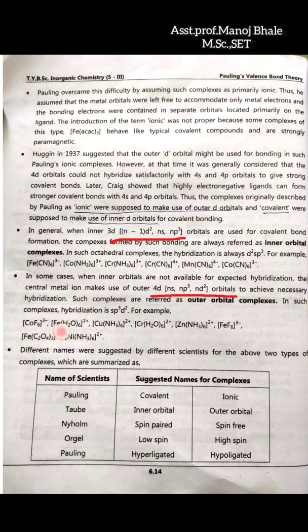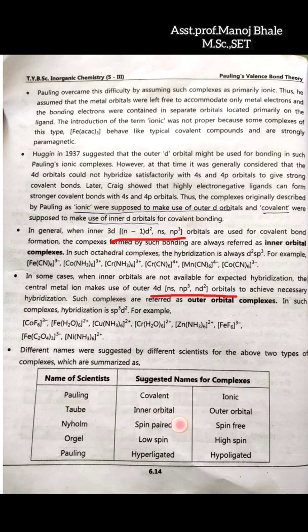There is hexafluoro cobaltate, which is given there. Another is hexaaqua iron. There is also another example, hexaamine copper, and hexaaqua chromium. There are a number of examples provided there, and all these are examples of the outer orbital complex. Now there are some scientists who have suggested names of the complexes.